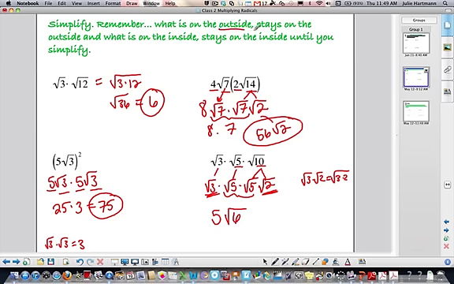You just remember what's on the outside stays on the outside, what's on the inside stays on the inside until you simplify. And when I mean until you simplify, like here 36 is on the inside, but the square root of 36 is 6, so it's no longer on the inside. It's just more when you're multiplying like 14 down to 7 times 2, it's going to stay there. And here 3 times 2, that stays under the square root. We don't know what the square root of 6 is.